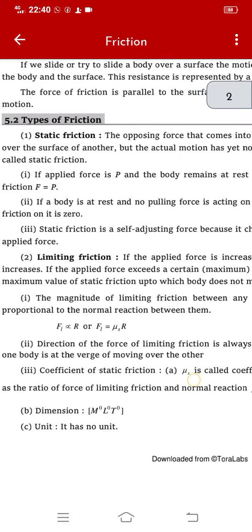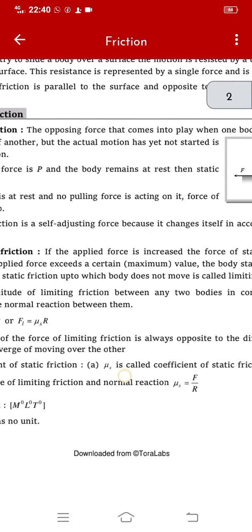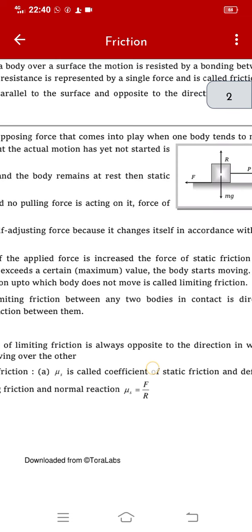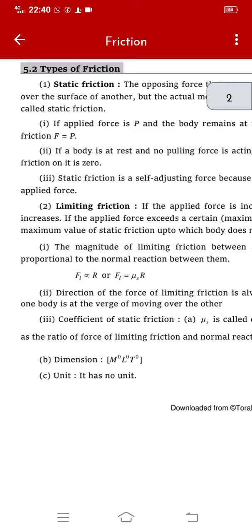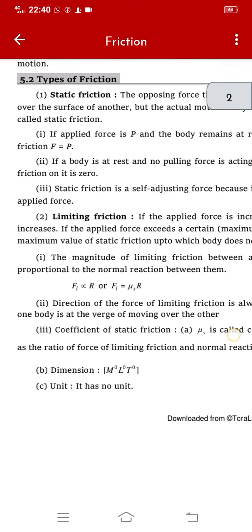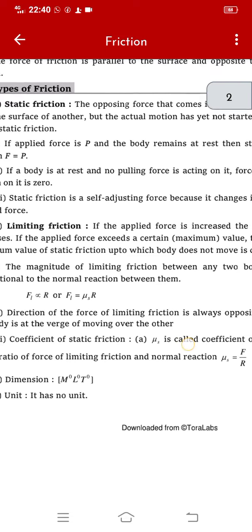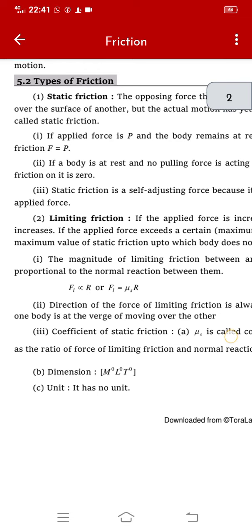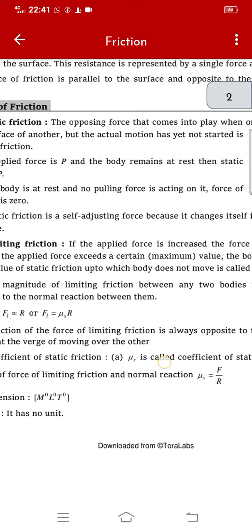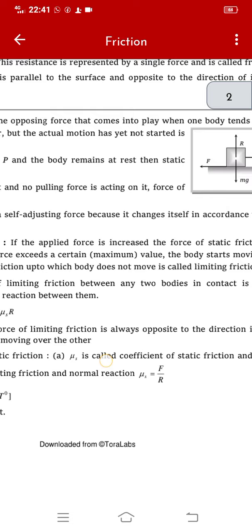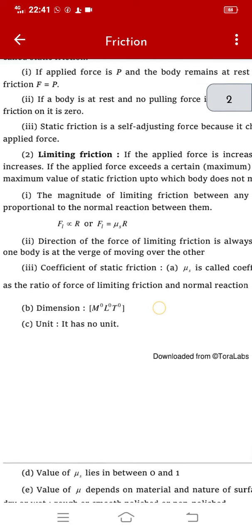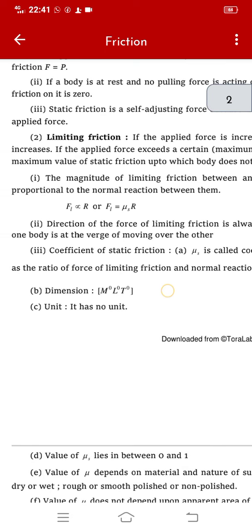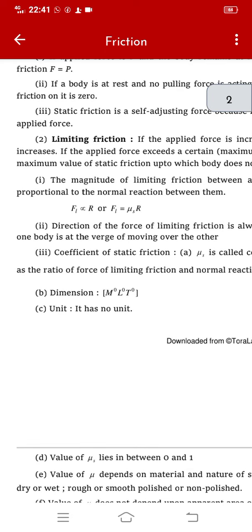Another example is that when a force is applied on a body and it remains at rest, then the static friction is equal to the applied force P. If the body remains at rest, the static friction will be equivalent to the applied force.